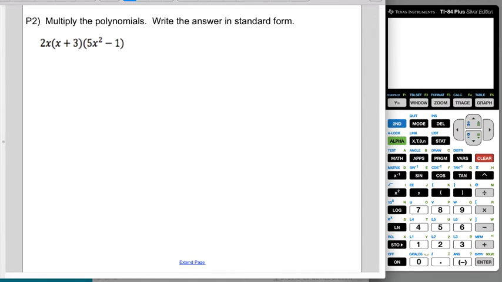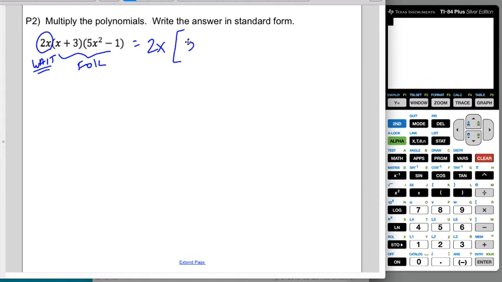So go ahead and try it with P2. Again, my hint is that you wait on the thing sitting out in front. So I'm going to suggest that you wait on this. It doesn't mean you don't write it. It's still there, but you're going to wait on that, and you're going to go ahead and FOIL the other guys. So I'm going to leave the 2x here.